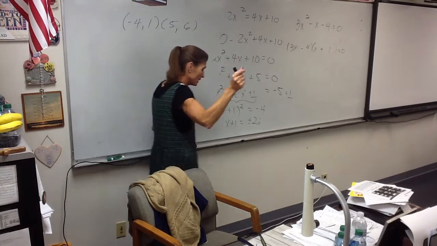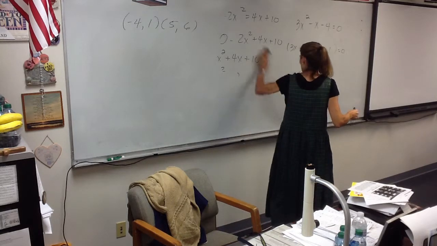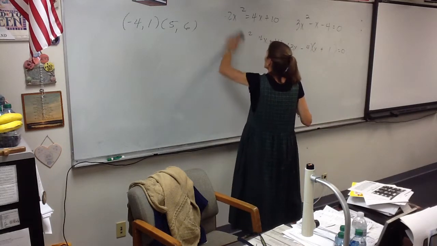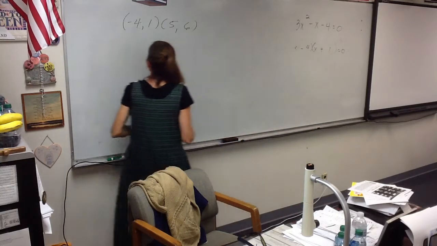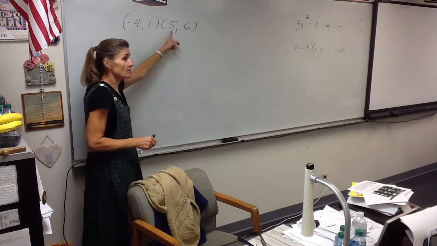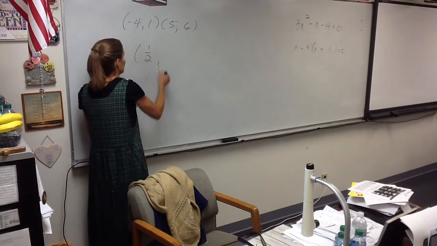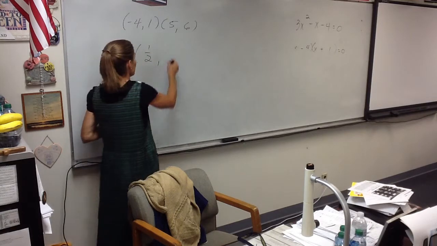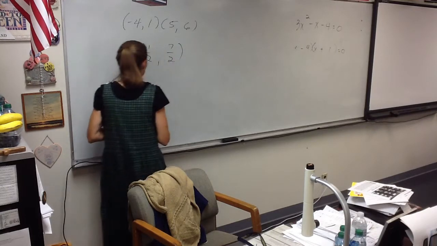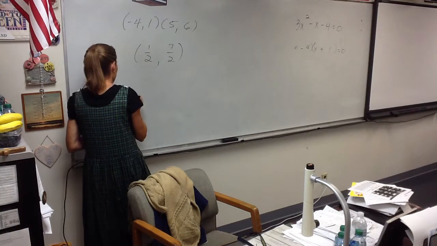Midpoint. Quickly, clock's running, midpoint. -4 plus 5 is 1, divided by 2. 1 plus 6 is 7, divided by 2. Perfect. How about this?